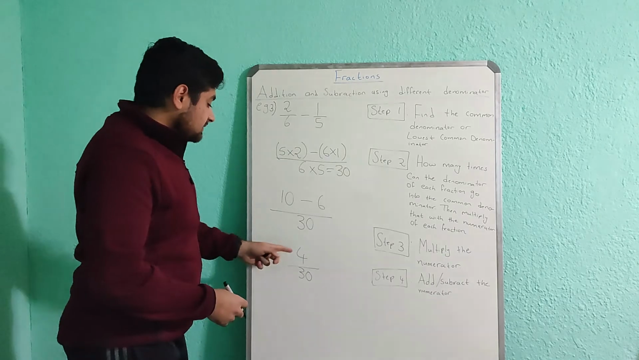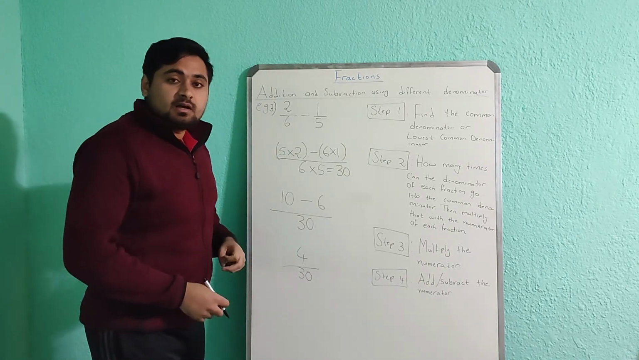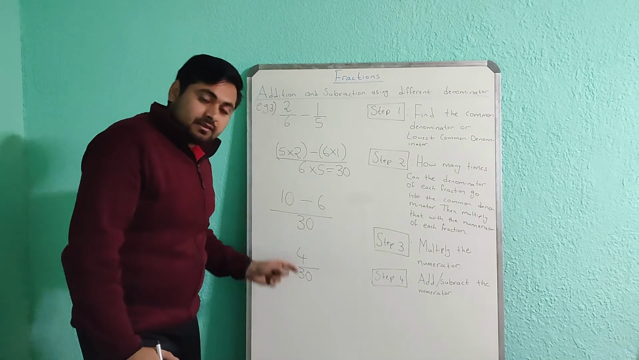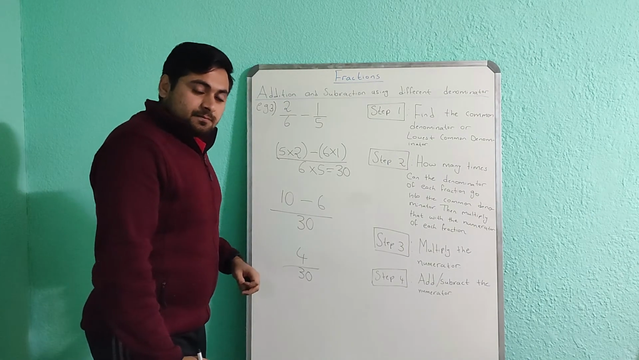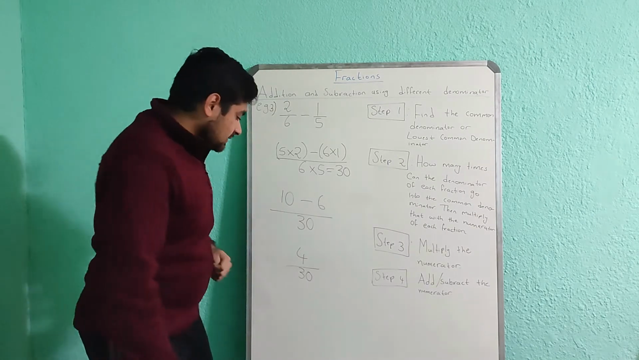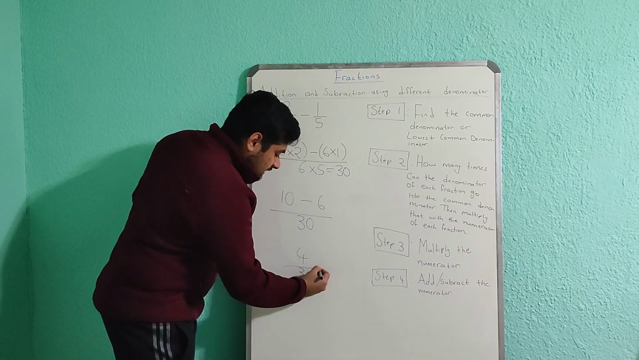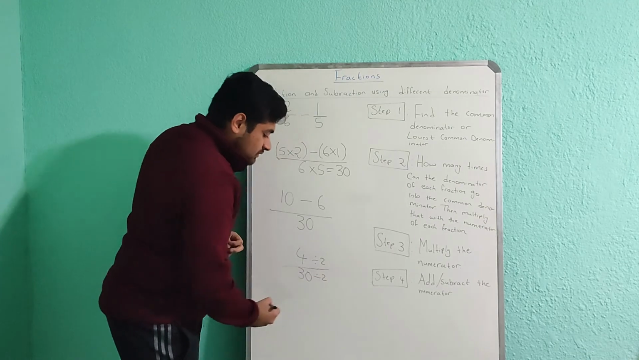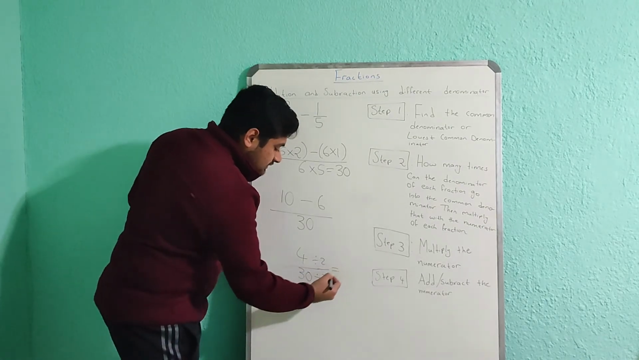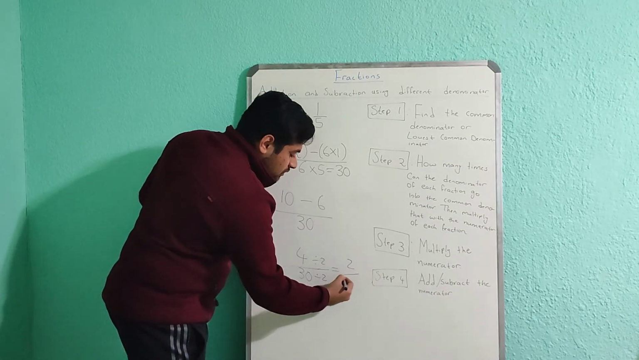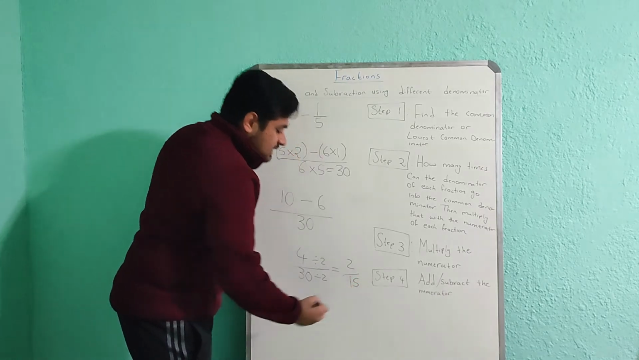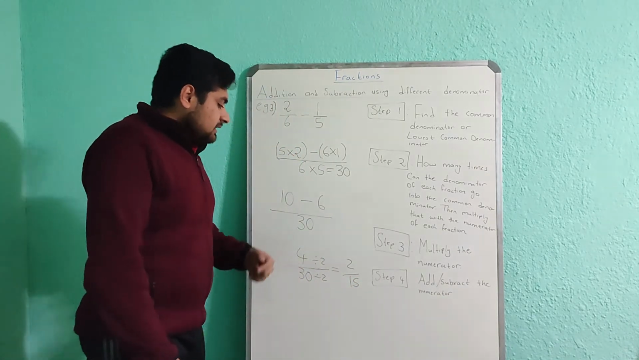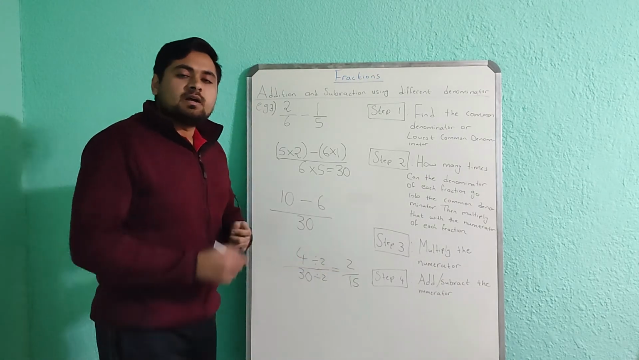Again we can simplify this further. So what is that one number that can go into both 4 and 30? 2, right? Correct. So we know we can divide this by 2 and we can divide this by 2. So therefore our answer will be 2 over 15, because 2 times 2 is 4, and 15 times 2 is 30. Therefore our answer is 2 over 15.